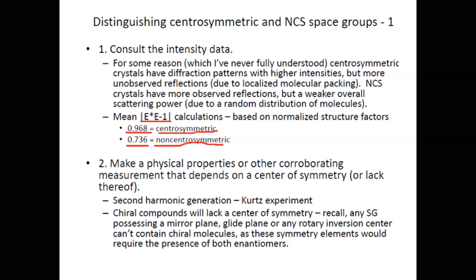Types of space groups. So they can do a Kurtz experiment, which is second harmonic generation, to determine if it has a center of symmetry or not. And if it's a chiral compound, typically it lacks a center of symmetry, so you would determine that the space group would be non-centrosymmetric.